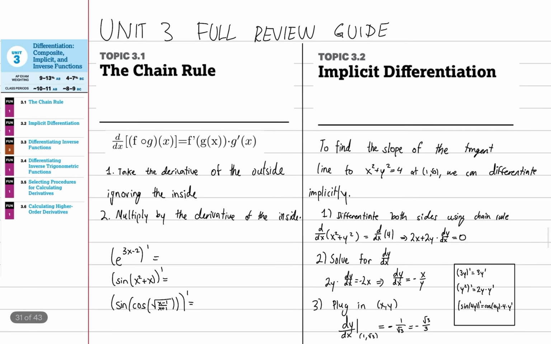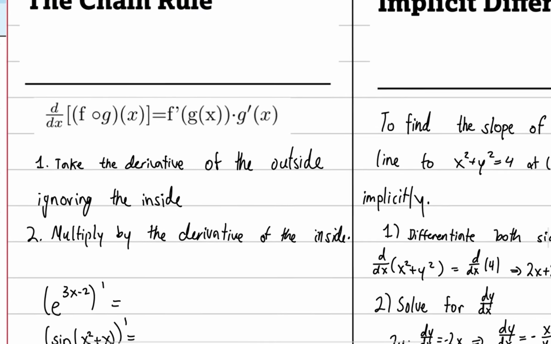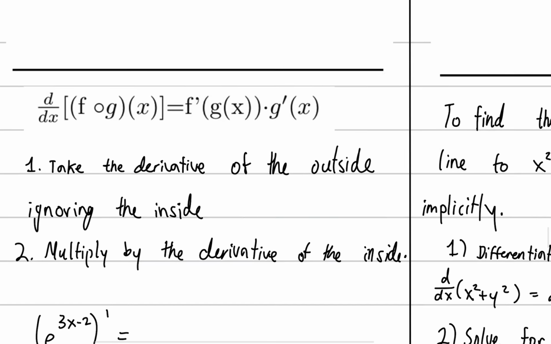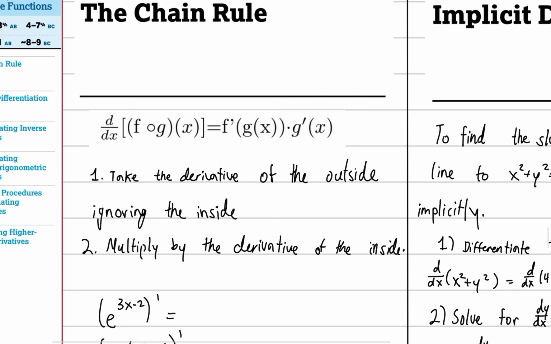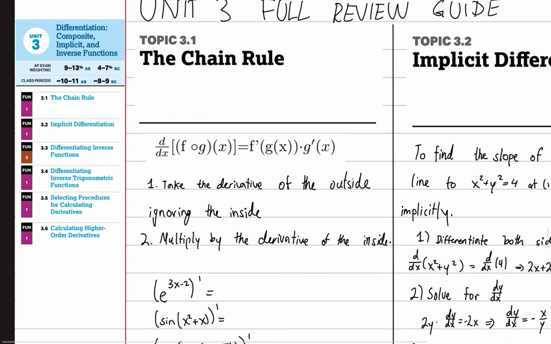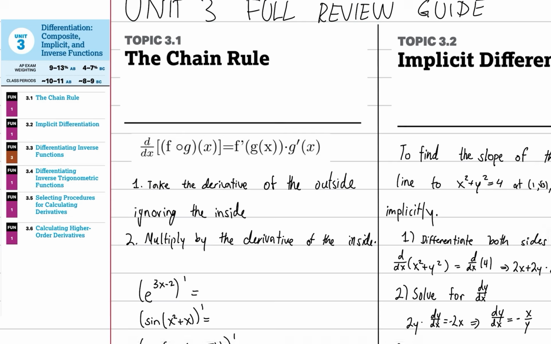So, topic 3.1 discusses the chain rule. It just says that the derivative of a function f of g of x is f prime of g of x times g prime of x. Okay, well, what does that really mean? How do I digest it? All it's saying is take the derivative of the outside, ignoring the inside.